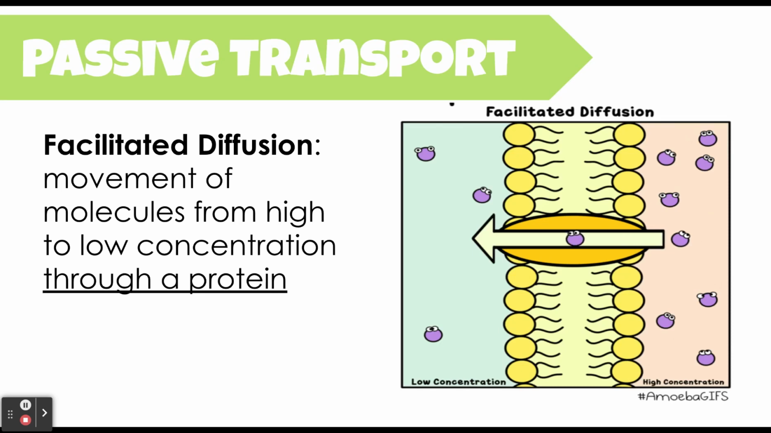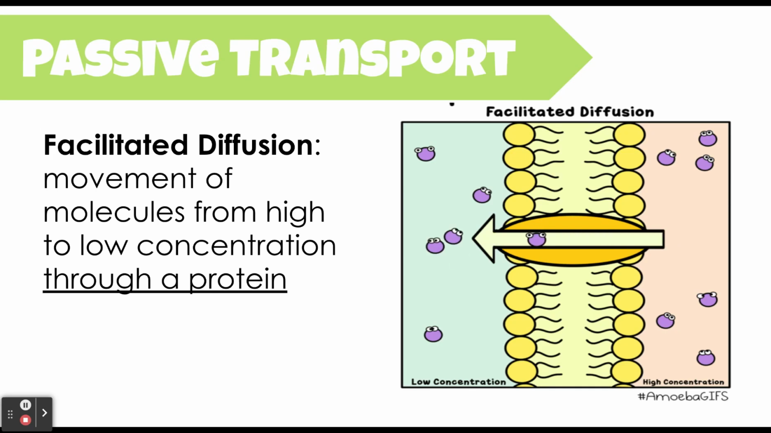The last type of passive transport is called facilitated diffusion. This is the movement of molecules through a cell membrane, again from high to low concentration. However, they're moving this time through a protein. The protein facilitates the diffusion.